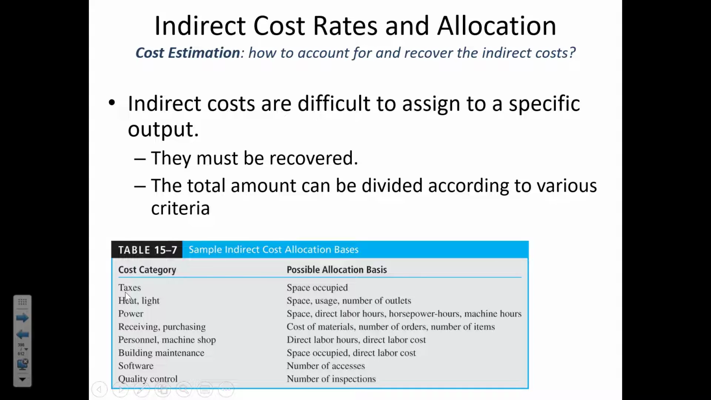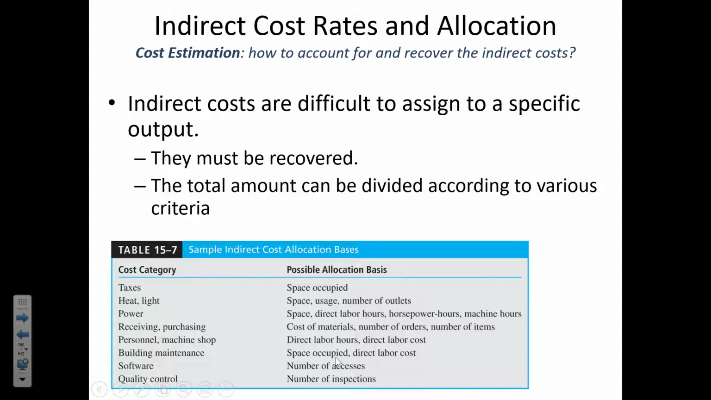And then some activity that uses relatively little floor space wouldn't have to pay as much property tax because property tax is in part on a per square footage basis. And so each one of these is just kind of a similar rationale. Like if you have a building full of people who are using software, then maybe what you could do is recover the cost of having that software available just based on how many people are accessing the software from different parts of the organization.